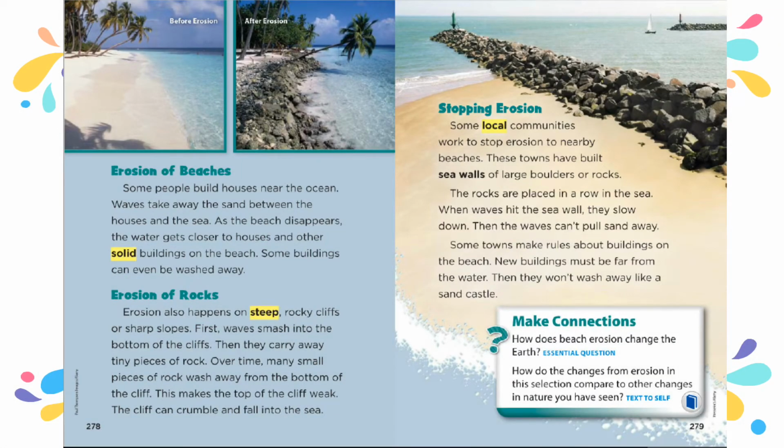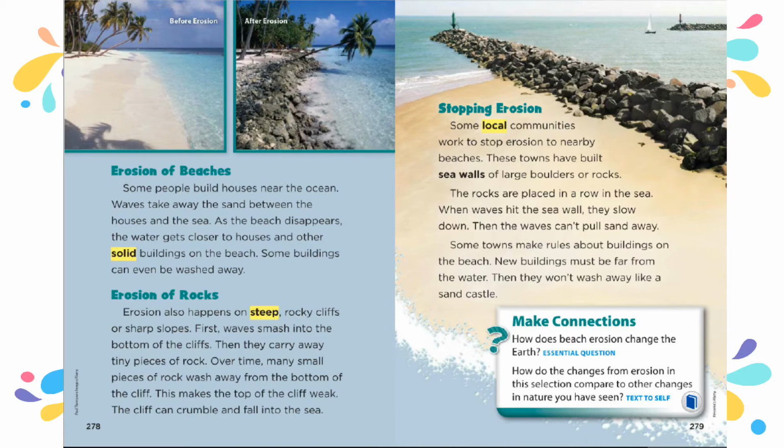This is the next page, page 278. Erosion of beaches. Some people build houses near the ocean. Waves take away the sand between the houses and the sea. As the beach disappears, the water gets closer to houses and other solid buildings on the beach. Some buildings can even be washed away.